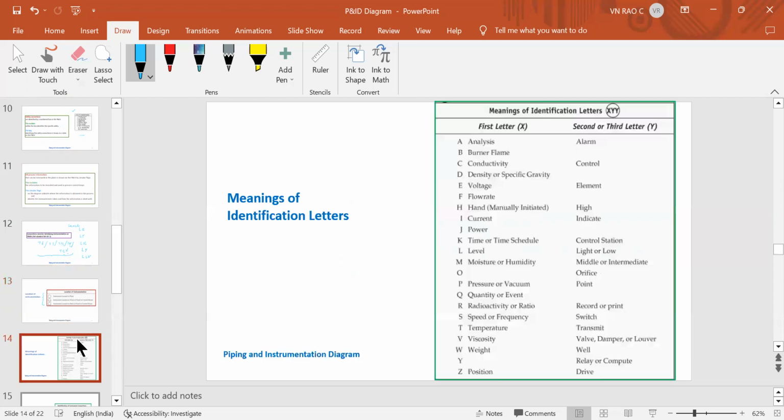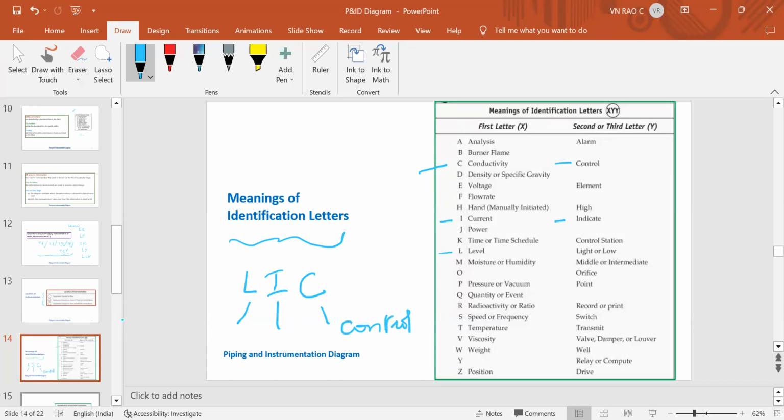So this is one. Second one is the meanings of the identification letters. I have said the first letter L. You can see L here. So what is L? Level. Okay. Second letter, suppose I write I. If the same letter is second, so where is I? H I. So this is I. Indicating. Level indicating. Third letter, if I say C, where is C? C as the first letter is conductivity, but as third or second letter, control. So this becomes control.